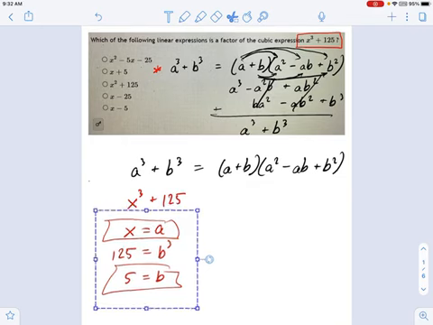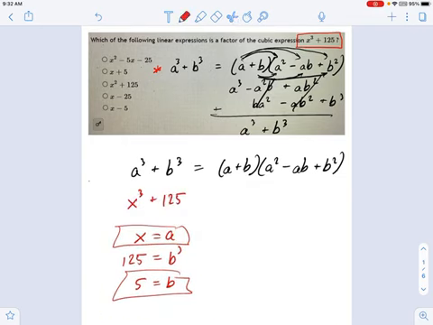Now let's compare that to our solutions. If I write this in factored form, it's now going to be x plus 5 and x squared minus 5 times x plus, what's b squared? That's 5 squared, or in other words, 25. So which one of those shows up in our list? There it is, x plus 5 right here. Sometimes it'll be x plus 5, sometimes it'll be x squared minus 5x plus 25. But if you know this identity, the SOAP identity right here, then you can work through this pretty quickly.